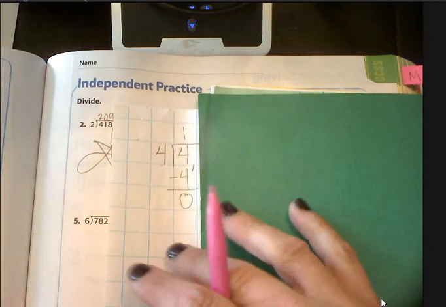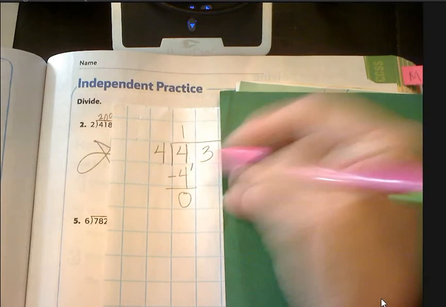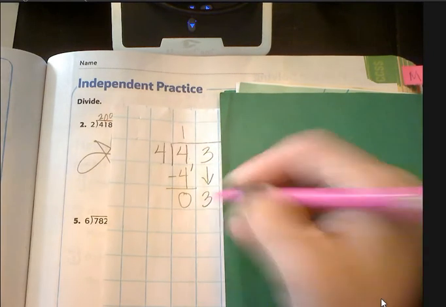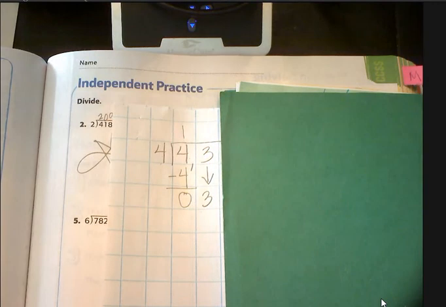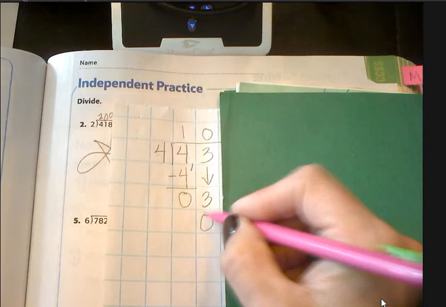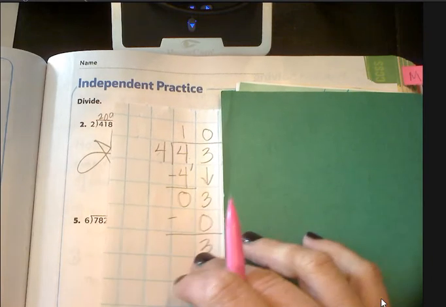Now I bring down, so I got to scooch my paper over a little. Bring down the next number. It's a 3. 3 divided by 4. Oh, I can't do that. It doesn't fit. It fits exactly 0 times. 0 times 4 is 0. I subtract. 3 minus 0 is 3. I scooch my paper over and I bring down.